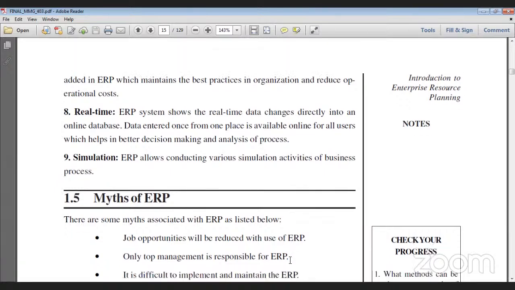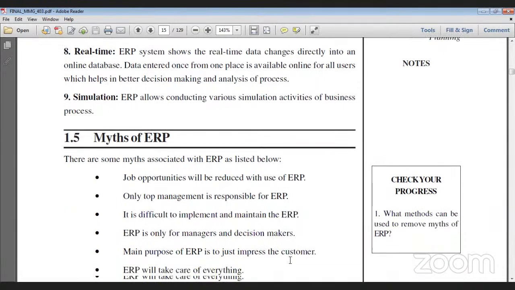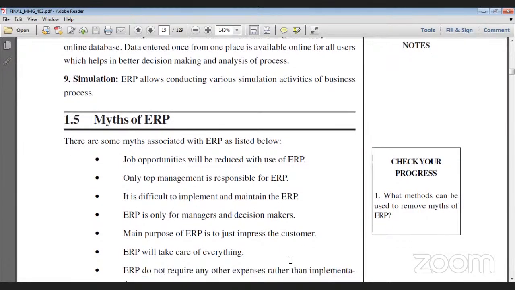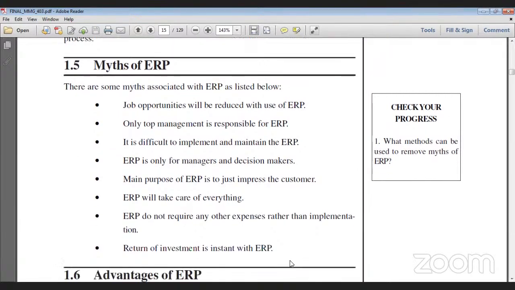Then the next point is that there are some myths of ERP, and those myths are here. Job opportunity is reduced. Only top management is responsible. It is difficult to implement and maintain. ERP is only for managers and decision makers. ERP's main purpose is just to impress the customers. ERP will take care of everything. ERP does not require any other expenses and return on investment is instant with ERP. These are some myths here.